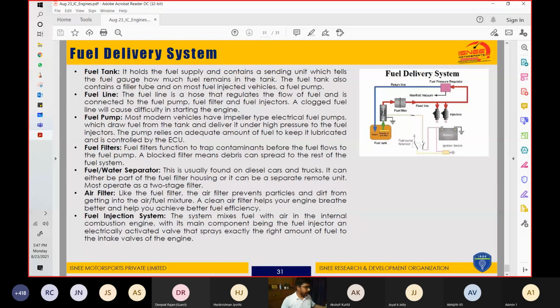So tomorrow we will have a session about the electronic ignition system, the ignition timing, knocking and detonation. Knocking we had today only, detonation we will do tomorrow. Then cooling system, air cooling, liquid cooling, and then clutch, and then transmission, then gearbox, then power transmission, differential.